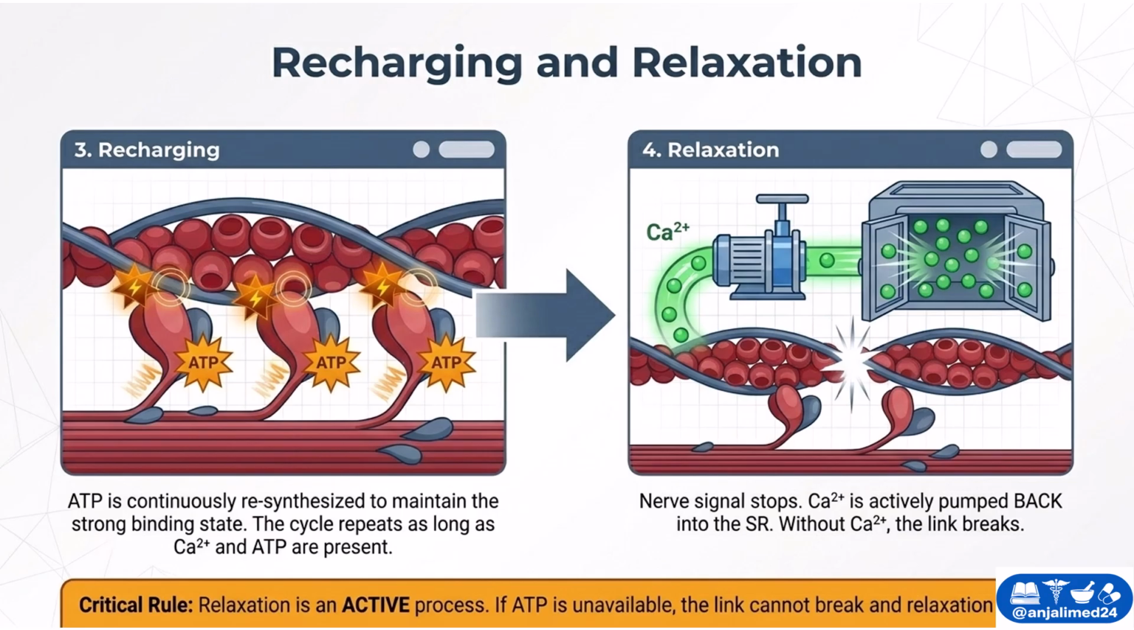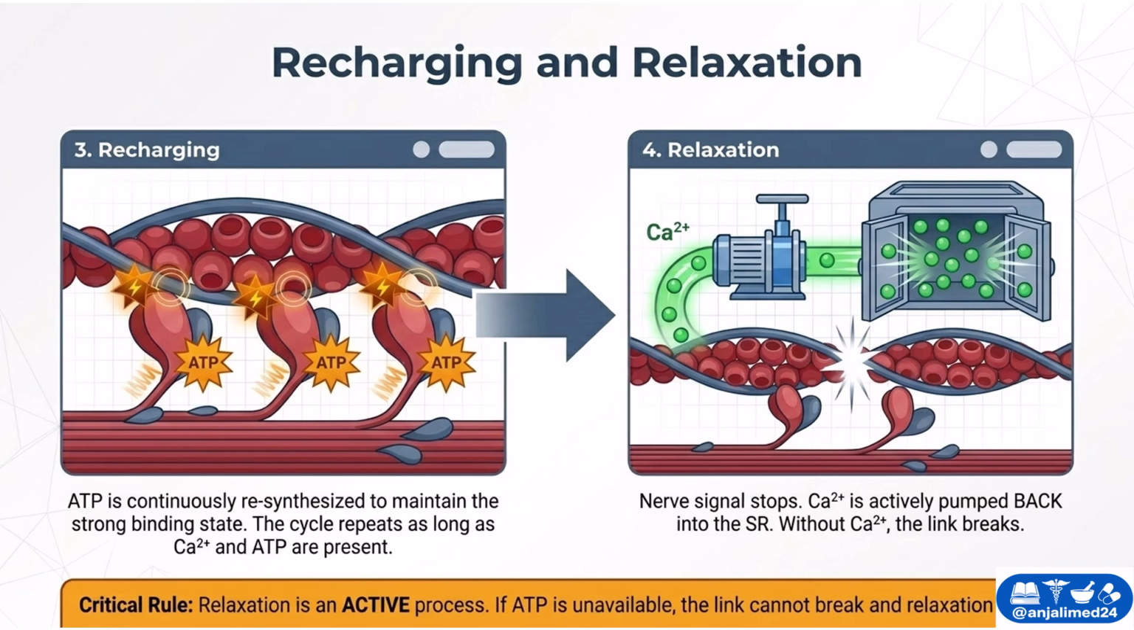One of the most important concepts on this slide is highlighted in the yellow box below. Relaxation is an active process. Many students assume that muscles relax passively, but physiologically, relaxation requires ATP. ATP is needed to detach myosin from actin and pump calcium back into the sarcoplasmic reticulum. Without ATP, the cross-bridge cannot break. The muscle remains rigid and locked.